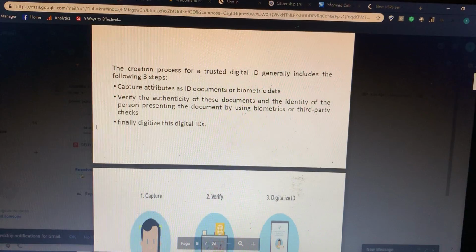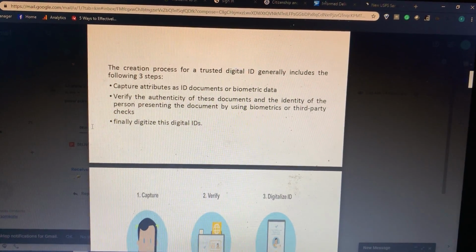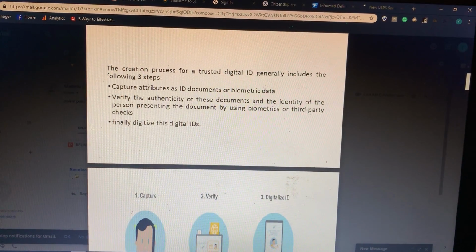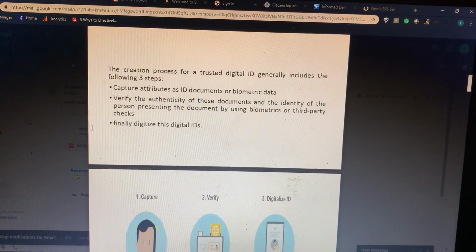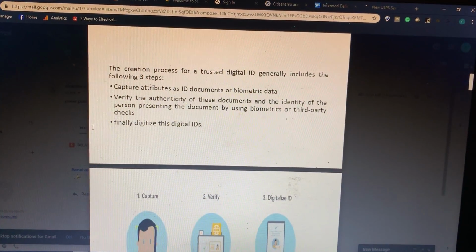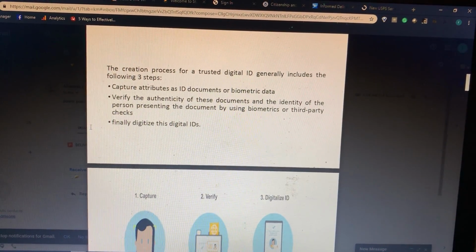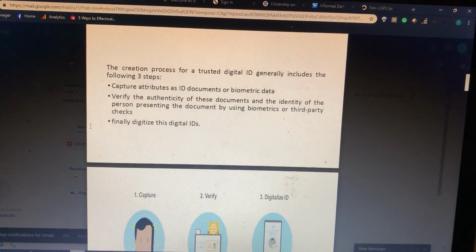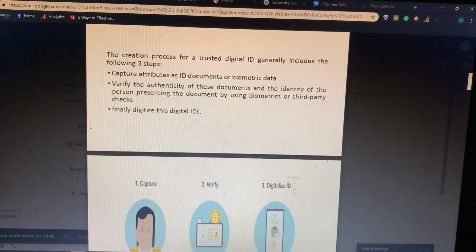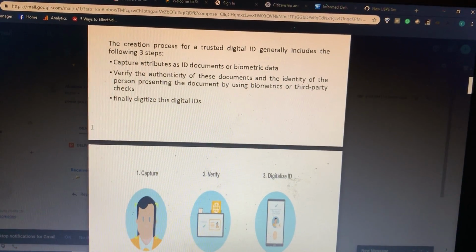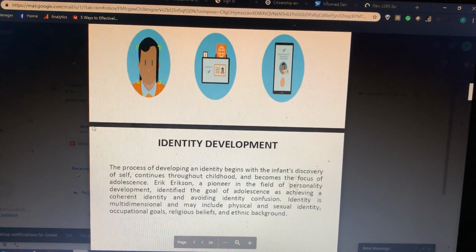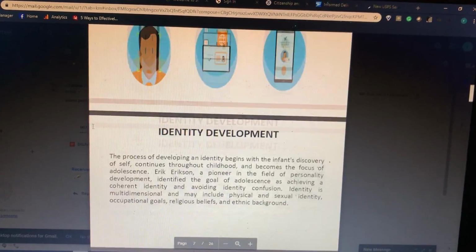The creation process for a trusted digital ID generally includes the following three steps: capture attributes of ID, document or biometric data; verify the authenticity of these documents and the identity of the person presenting the document by using biometric or third-party check; and finally, digitize this digital ID. One, capture, verify, and digitize ID.